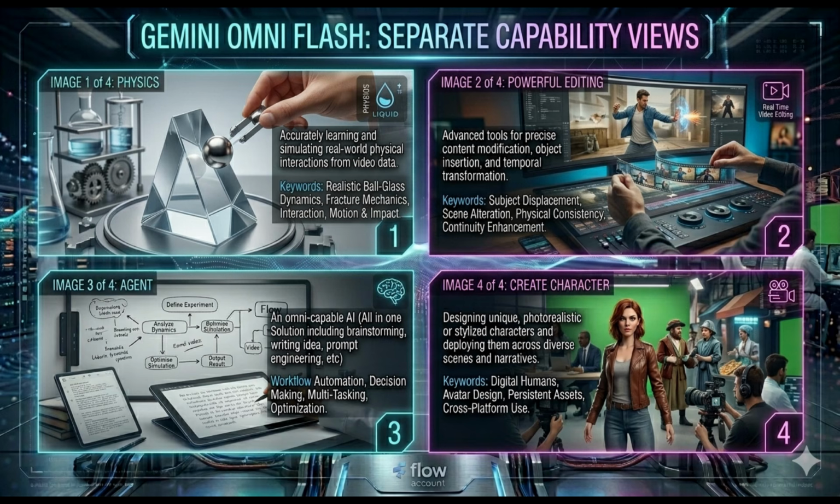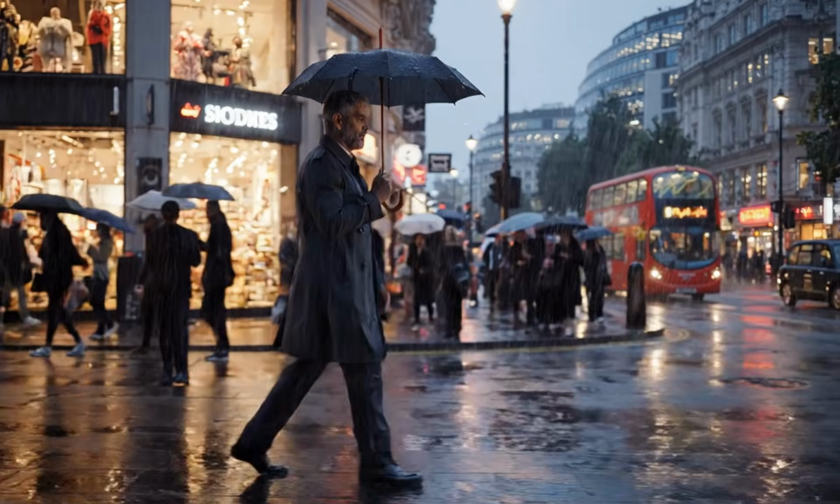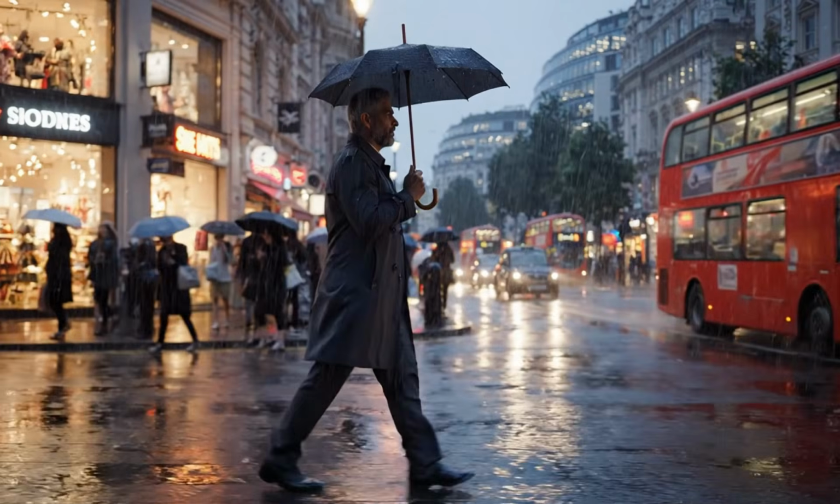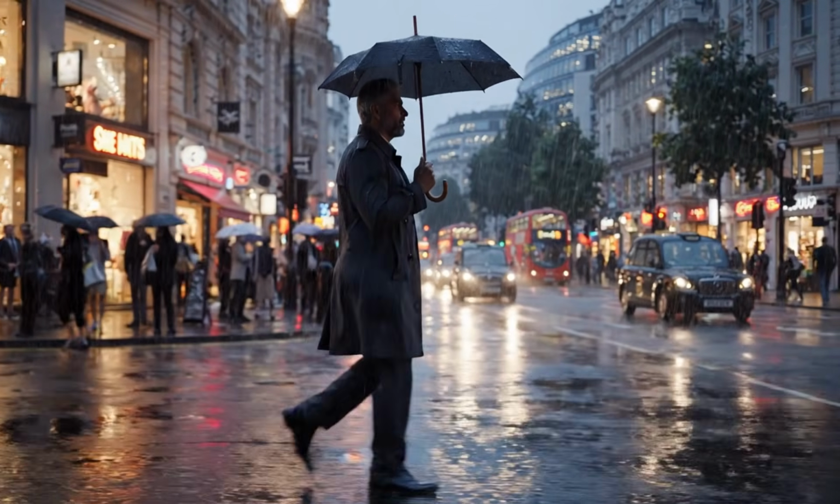Second, it is great at video editing. You can make changes to a video just by talking to the AI. For example, in this video I started with one scene, and then I told the AI to change the ground and the umbrella. It happened instantly.